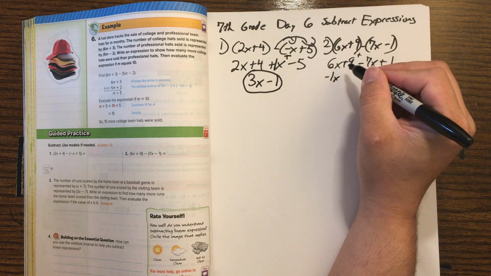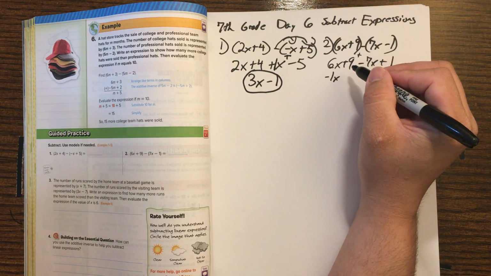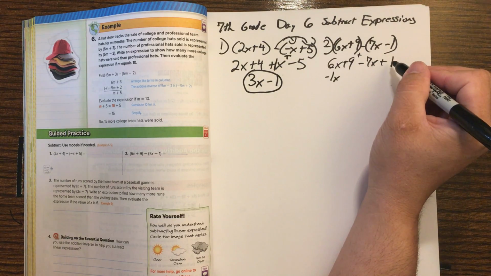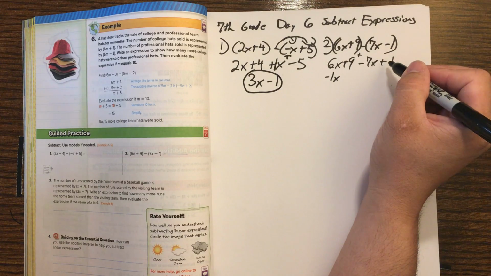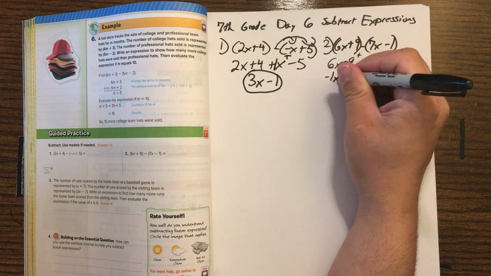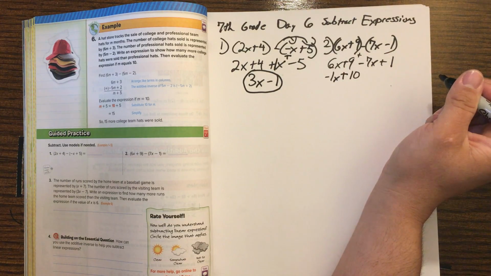And then I have 9 plus 1, which is going to give me 10. So negative 1x plus 10.